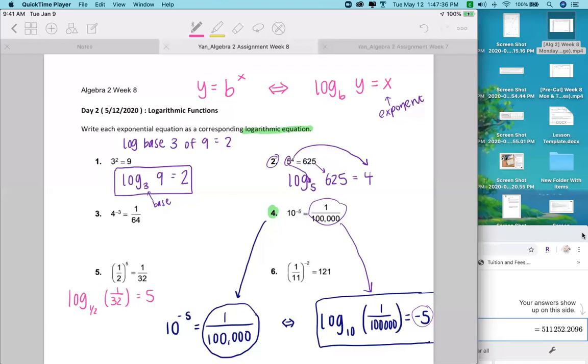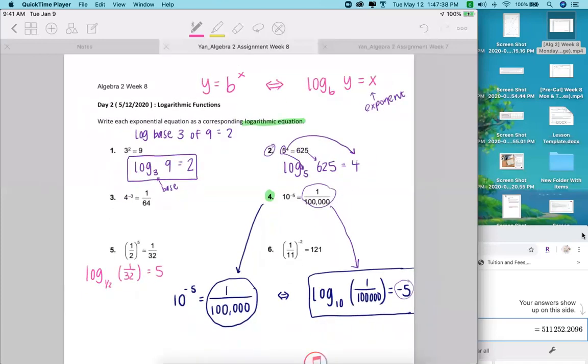Okay, so we did about 4 questions together. Can I go on to the next page? The next page is going to be the reverse. Now they give you the log, and you have to figure out what the exponential form is.